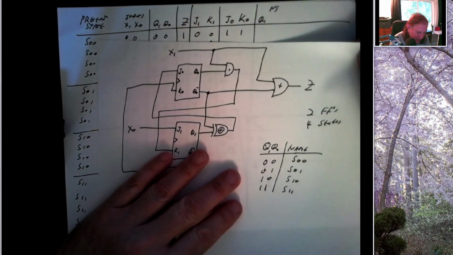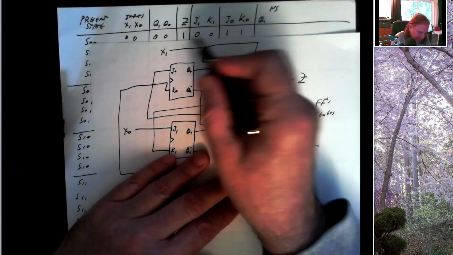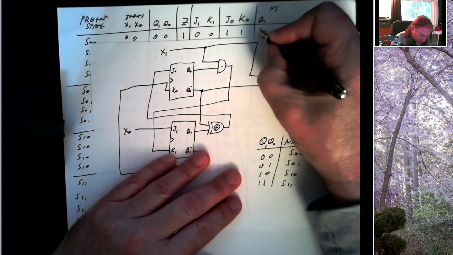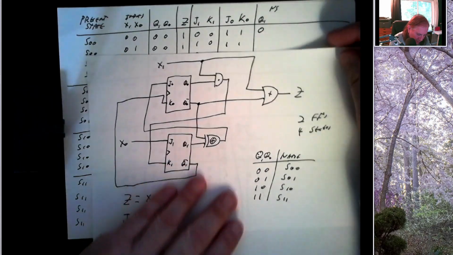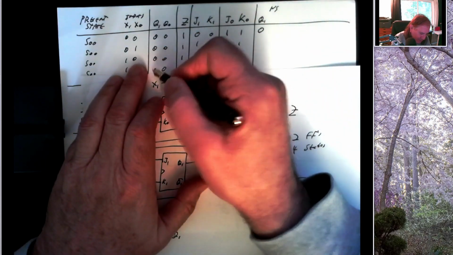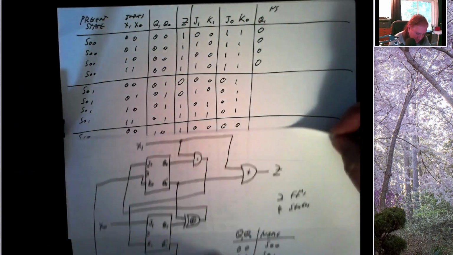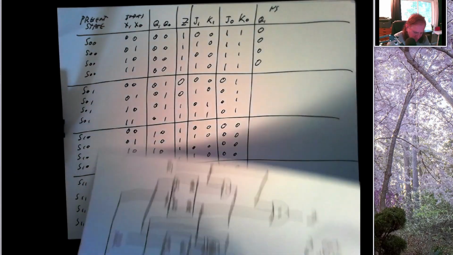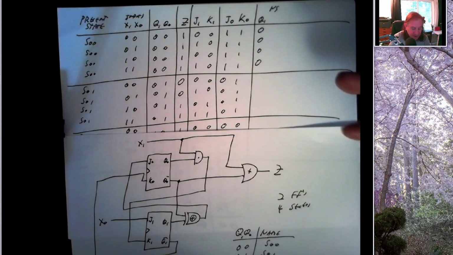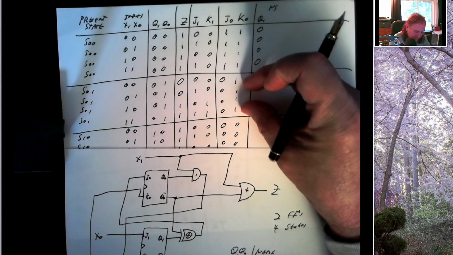So anywhere that J and K are zeros, Q is going to be unchanged. So 0, 0, Q1 is a 1, it's going to stay a 1. And in all four of these cases, J and K are 0, so Q1 is going to stay unchanged. It's just going to be a 0. Alright, it turns out it doesn't always work out like this, but all four of these have the same JK.